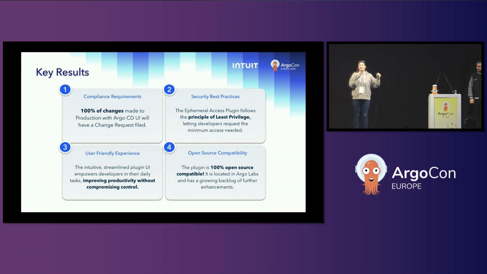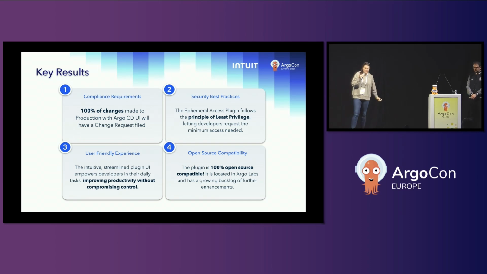Security best practices. As you can see by looking at what access each individual role has, developers have the ability to select the principle of least privilege, pick their access, pick the role that they know is necessary for the operation they need to perform using the Argo CD UI. Boom, we made the security team happy.